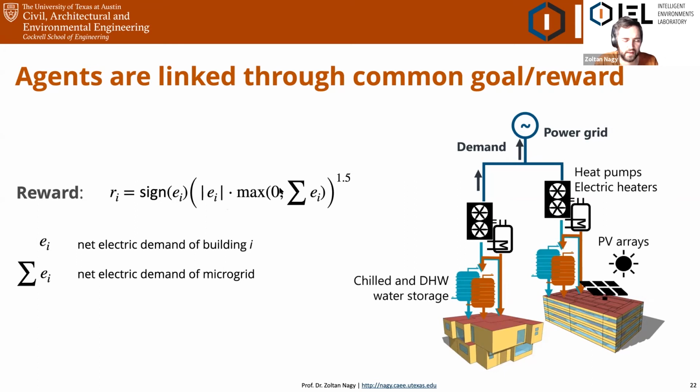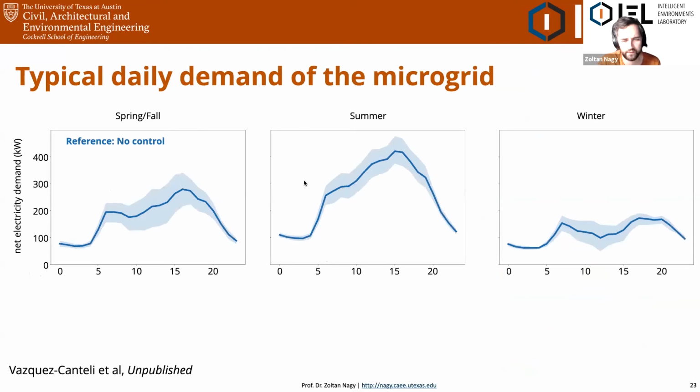This is the only way they communicate with each other, indirectly, through a signal that's the complete demand. If you think of it from a neighborhood or microgrid perspective, you don't really know who uses the energy. All you know is I use this much, and then everybody else got to use this much. And that's the combined reward that we're getting. So what do we get from this?